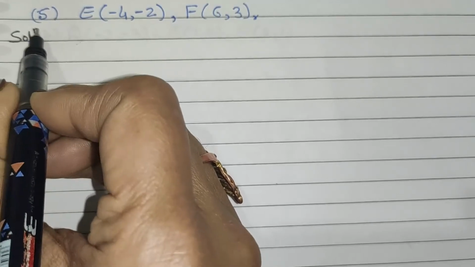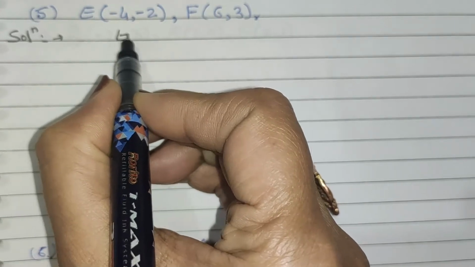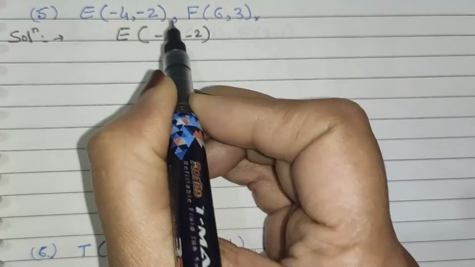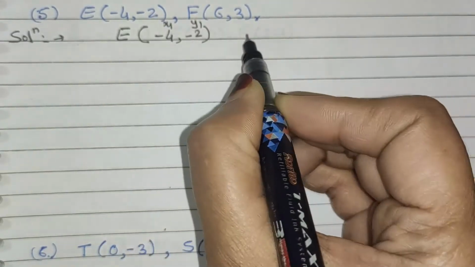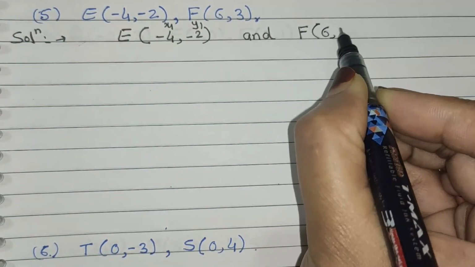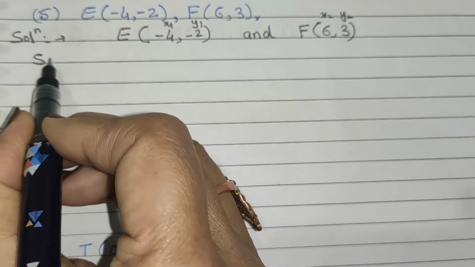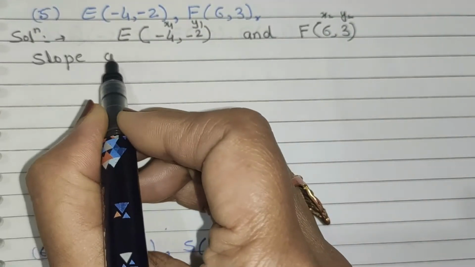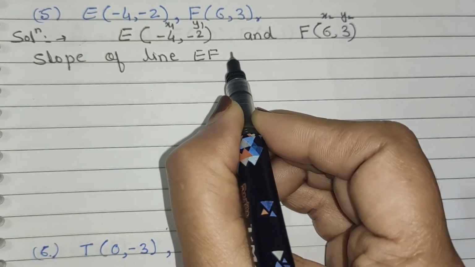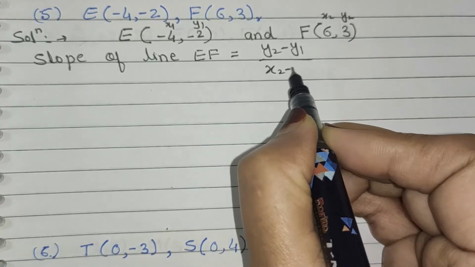Now, next, find out the slope of line EF. Now, let us consider the coordinates of point E are x1, y1 and the coordinates of point F are x2, y2. Therefore, apply the formula here. Slope of line EF is equal to y2 minus y1 upon x2 minus x1.